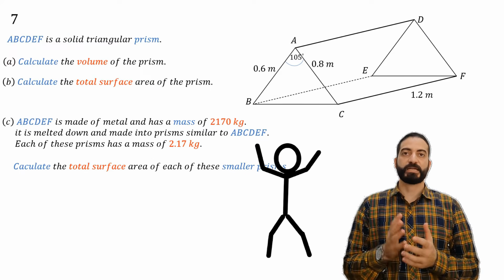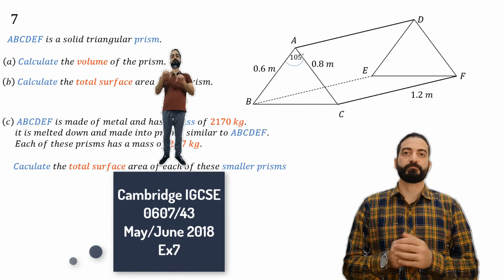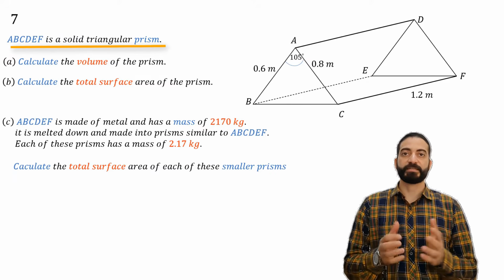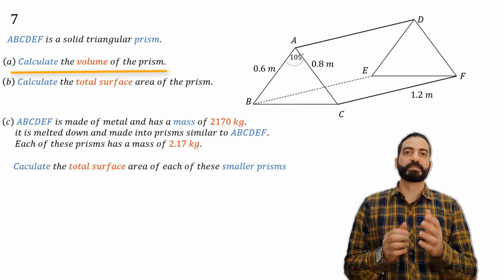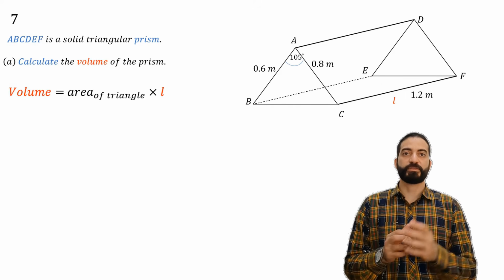Hello everyone, we'll start by solving question 7 of the Cambridge IGCSE 2018 exam. ABCDEF is a solid triangular prism. Part A, calculate the volume of the prism. We can apply the volume of the prism rule, which is like this.